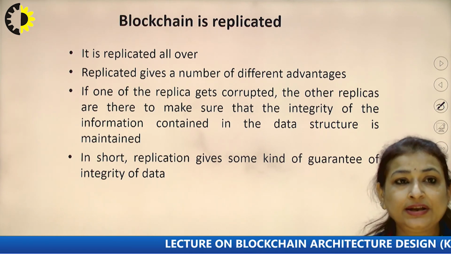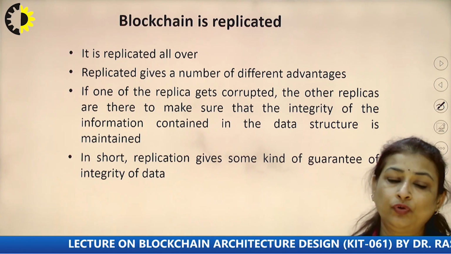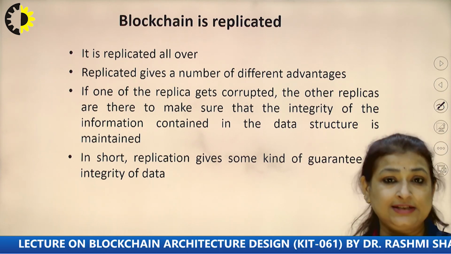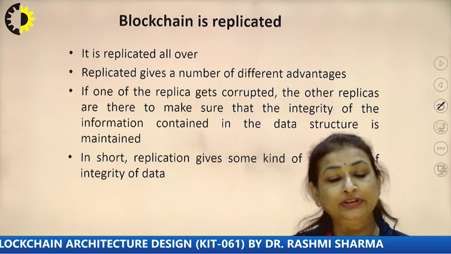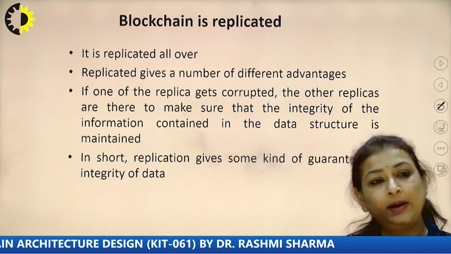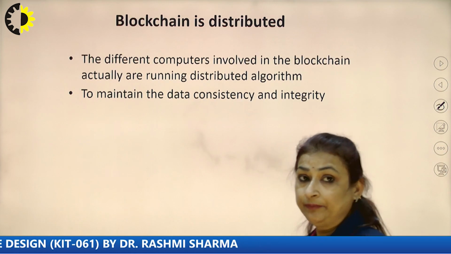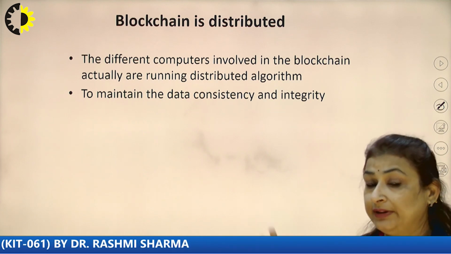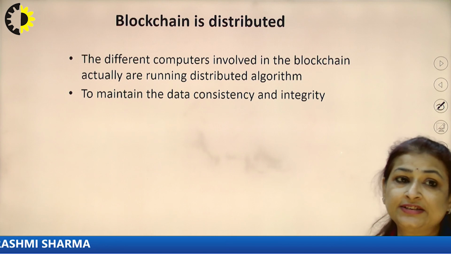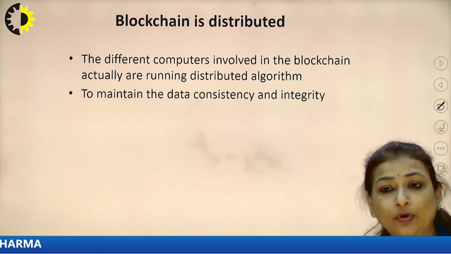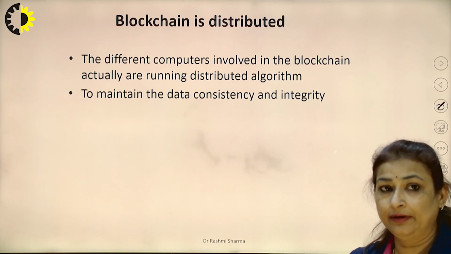So we have to see that whenever it is replicated, we are guaranteeing that there would be integrity and consistency in the data. Nobody else can update that information. If it is updated, we load that data, and we will get that data in a consistent manner. Okay, so then it's distributed. Obviously, distribution means it is actually running on a distributed algorithm. So we should have data consistency and integrity.